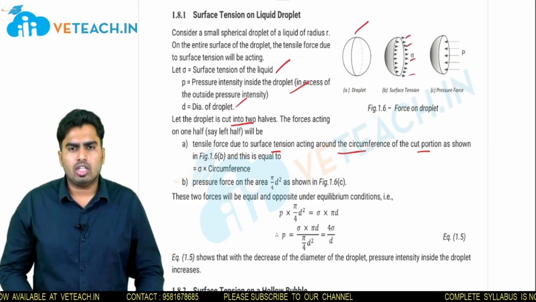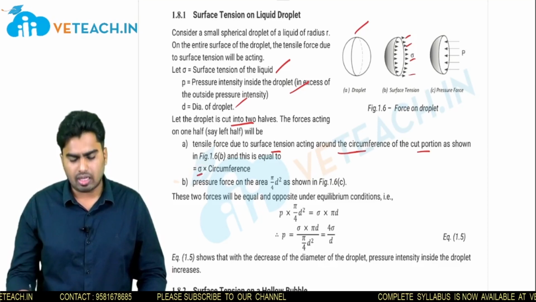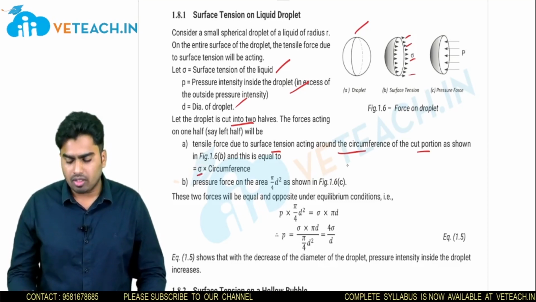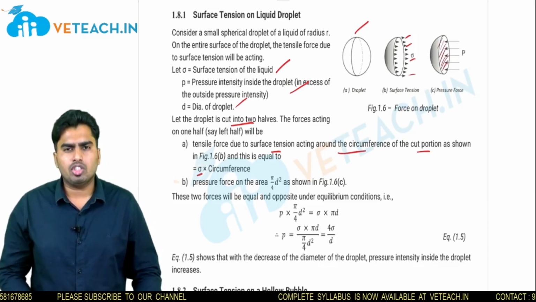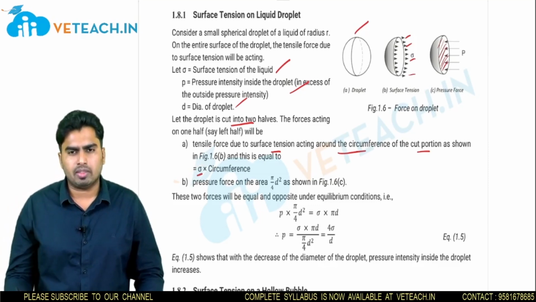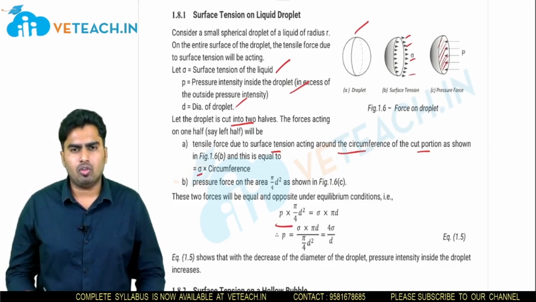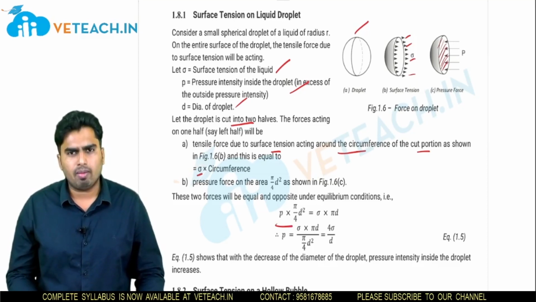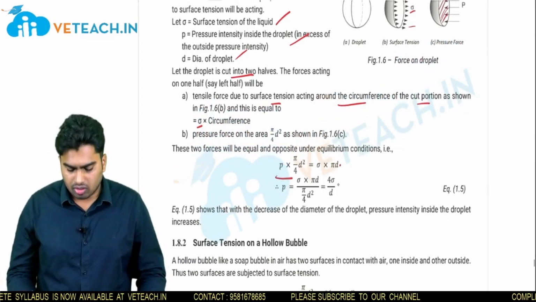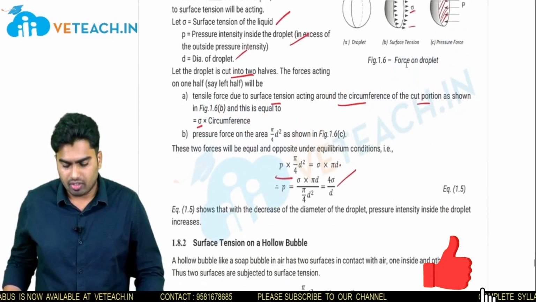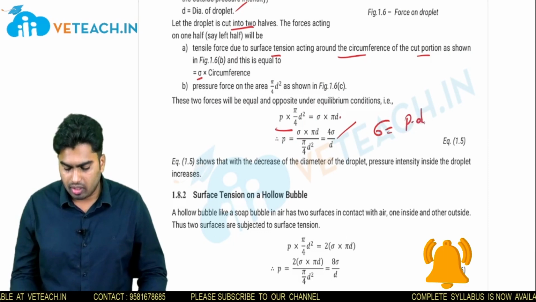So what is the tensile force? It is acting on the entire circumference, so sigma into circumference is the tensile force. And what is the pressure force? The pressure is acting inside this area, and force is equal to pressure into area. So the force produced by this pressure is P into pi by 4 d square. As we assume equilibrium condition, we equate the pressure force to the surface tension force. So P into pi by 4 d square is equal to sigma into pi d. If you solve for P, we get 4 sigma by d. So this is the relation for a liquid droplet, and from this we can write surface tension sigma is equal to P into d by 4.